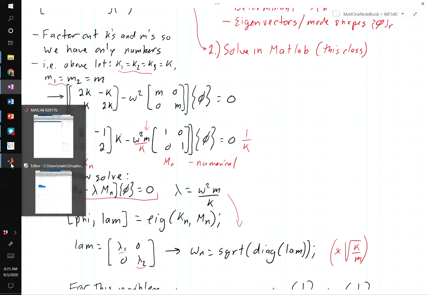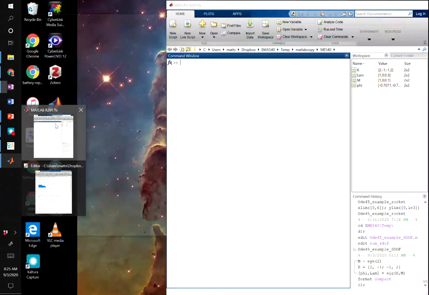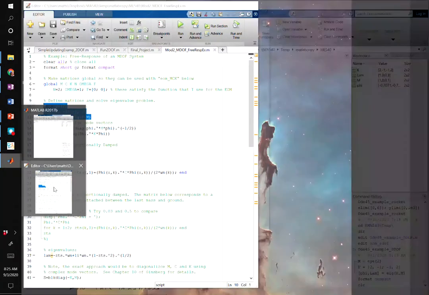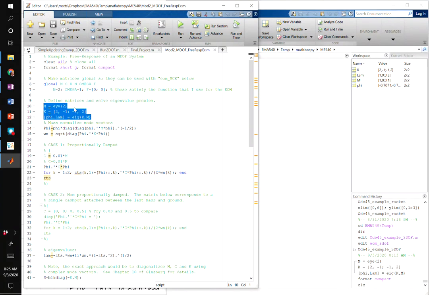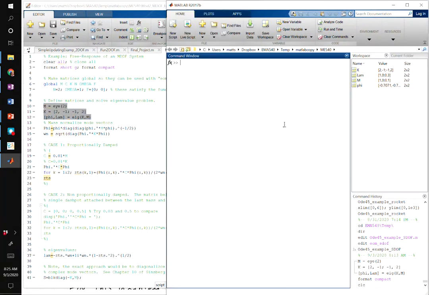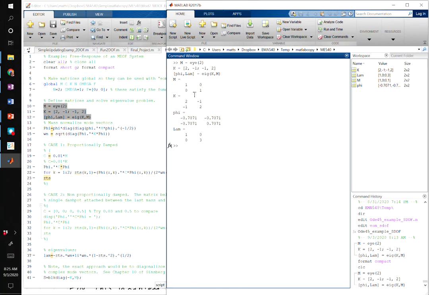So if we flip over to MATLAB here, I'll just copy and paste from this example that we'll cover later. So what I've done is I've created a mass and stiffness matrix, and then I've told the computer, give me phi and lambda, the mode shape matrix, and the eigenvalues.